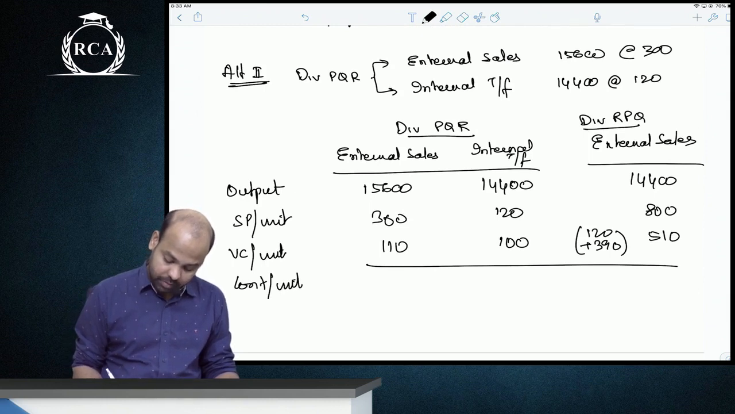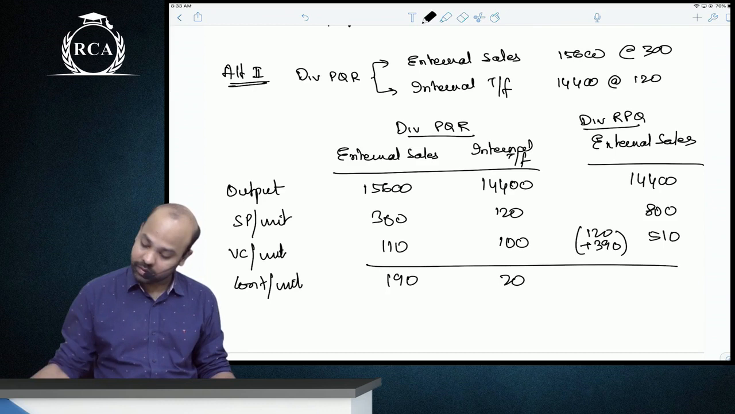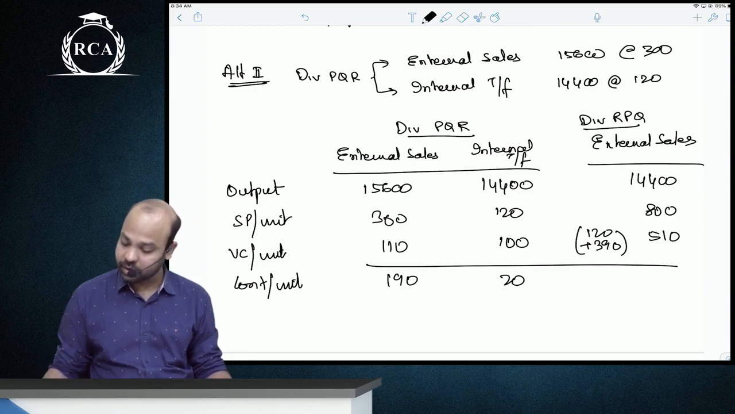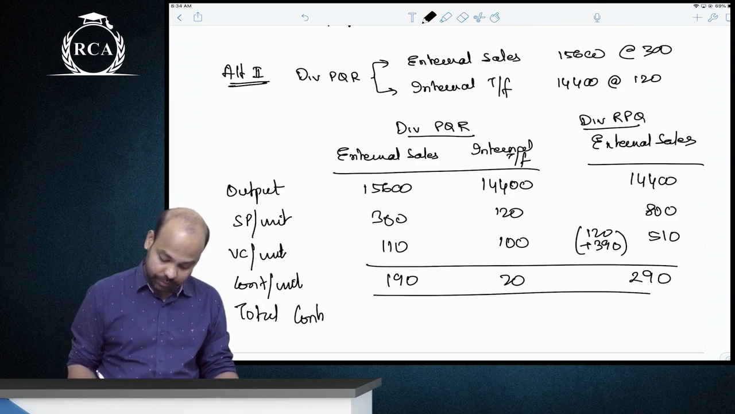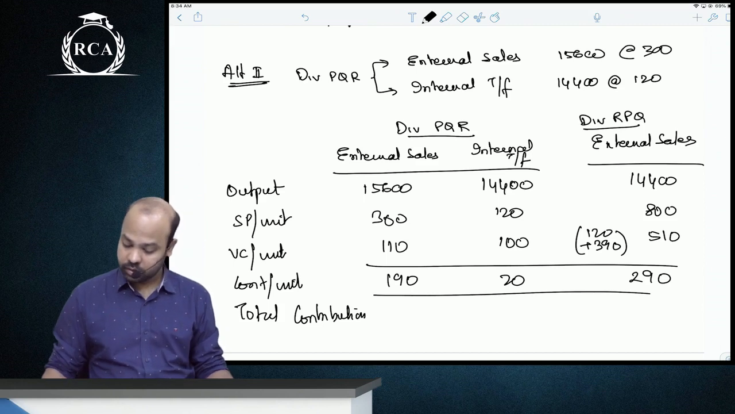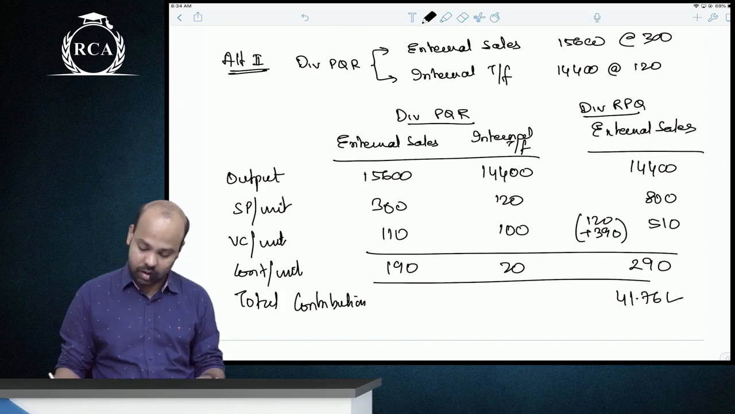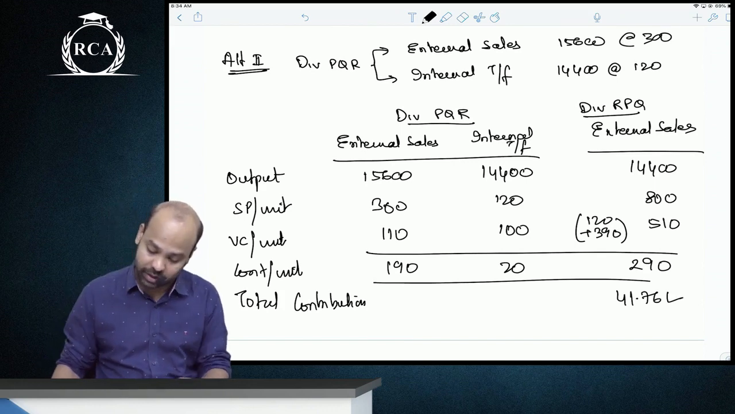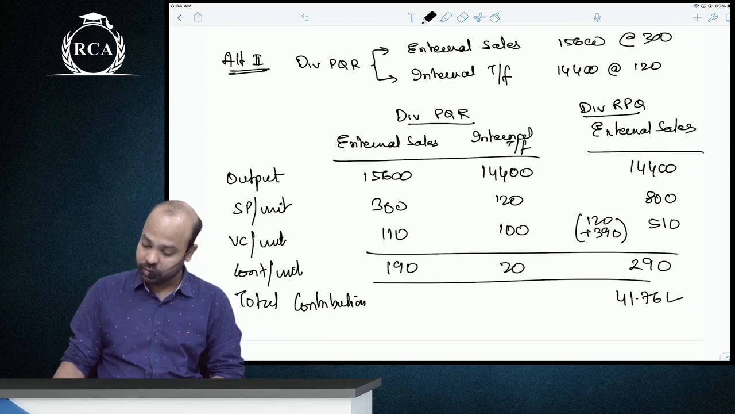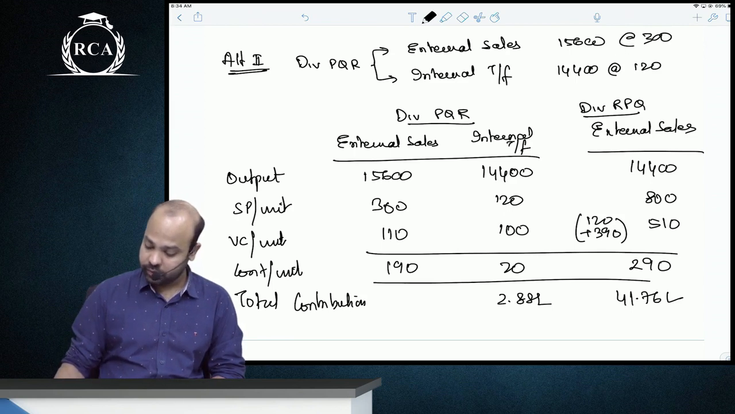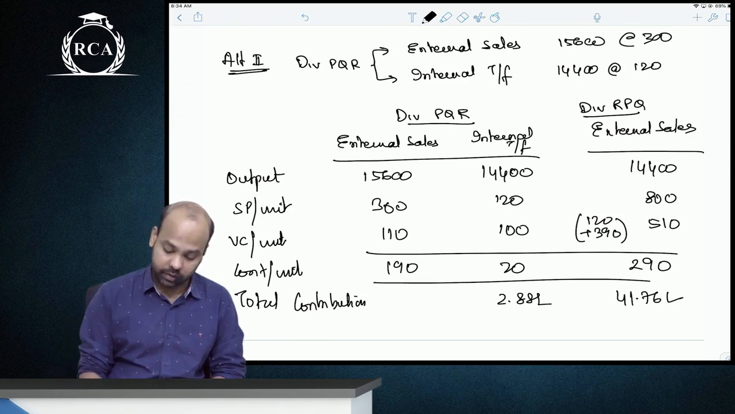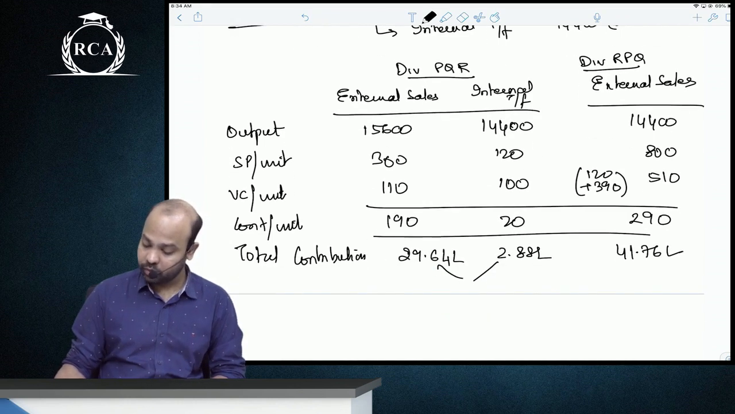Your contribution per unit, guys, is 190, 20 rupees, guys, and this is 800 minus 510, 290. So your total contribution as such, what would be? Multiply, guys. This is into 14,400. 41 lakh 76,000, guys, is in respect of division RPQ, guys, external sales. Your 14,400, guys, into 20 is 2 lakhs 88,000. 15,600 into 190, guys, is 29 lakh 64,000. Put together, guys, is 2.88.